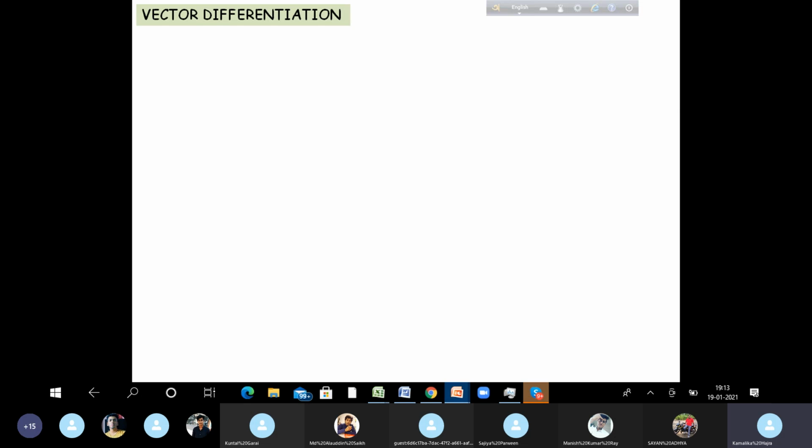So vector differentiation. Now we will consider a vector R, which is a function.